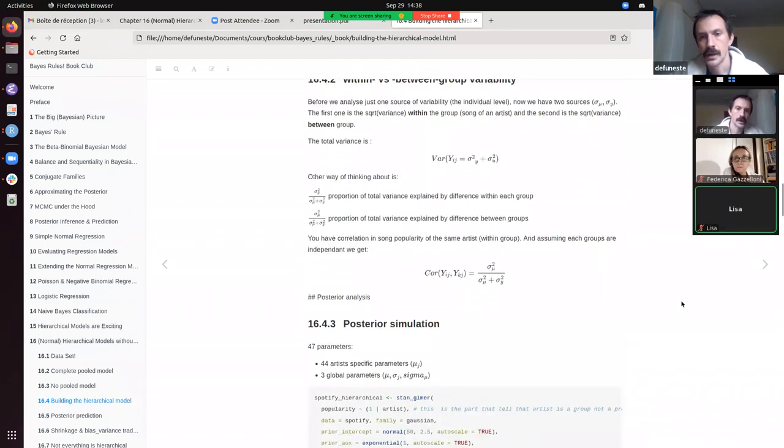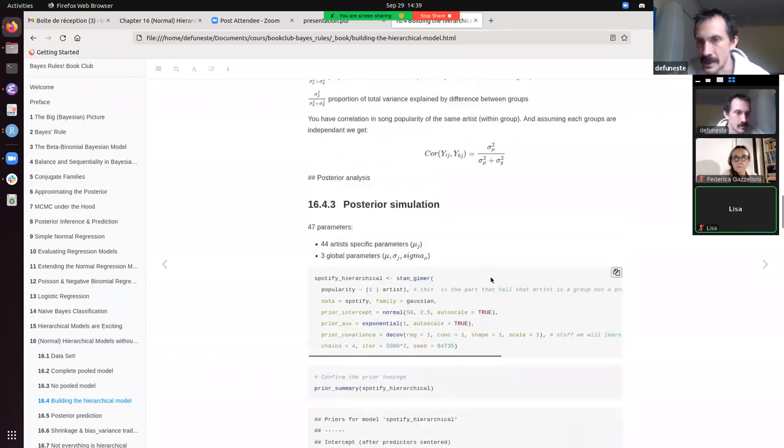Okay, with this assumption, the author writes something that we'll use later, but I haven't understood it. Basically, the correlation between a song of an artist and another song of the same artist equals the proportion of total variance between groups. I'm okay with that, but I'm not getting the demonstration, but maybe later it will make sense.